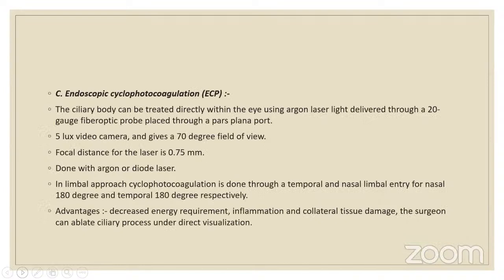And the third is endoscopic cyclophotocoagulation. The ciliary body can be treated directly within the eye using argon laser light delivered through a 20 gauge fiber optic probe placed through a pars plana port. It uses a 5 lux video camera and gives a 70-degree field of view. The focal distance from the laser is 0.75 mm. It is done with argon or diode laser.